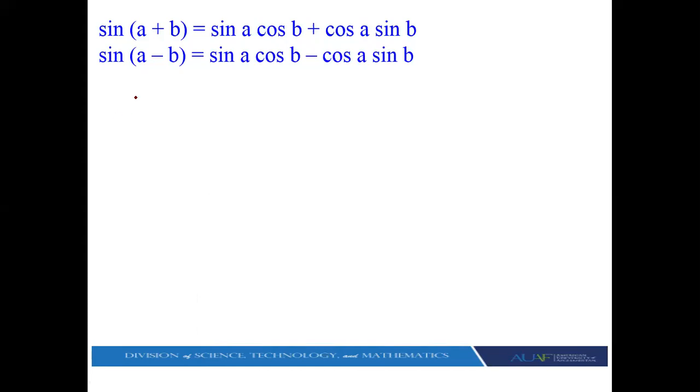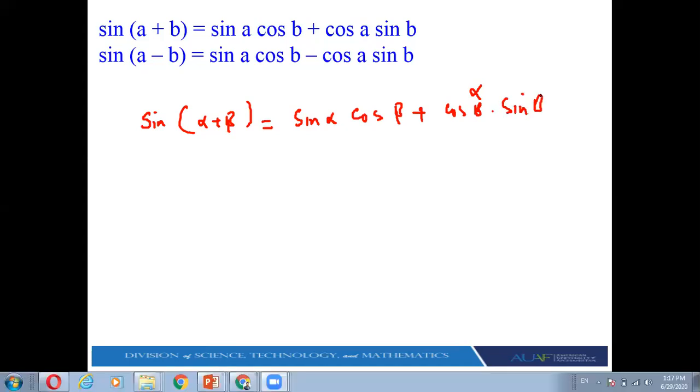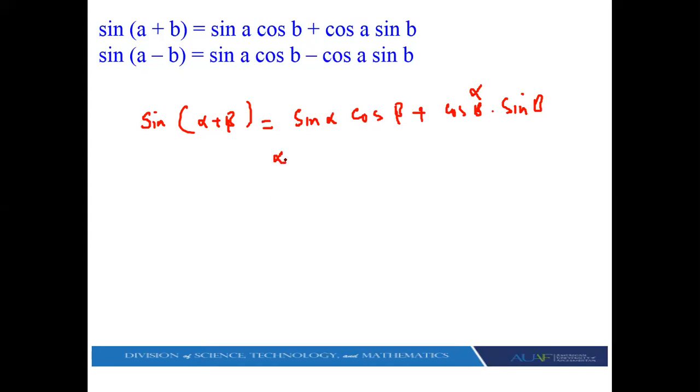For example, we have the first formula: sine of alpha plus beta is equal to what? Sine alpha into cosine of beta plus cosine alpha into sine of beta. But if both angles are equal, like alpha equal to beta, and let's suppose both are equal to x, correct? So how can we write it?